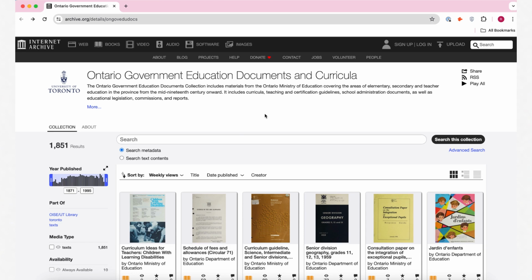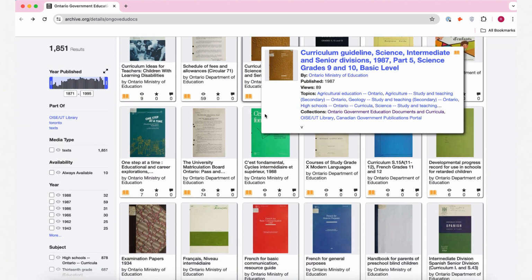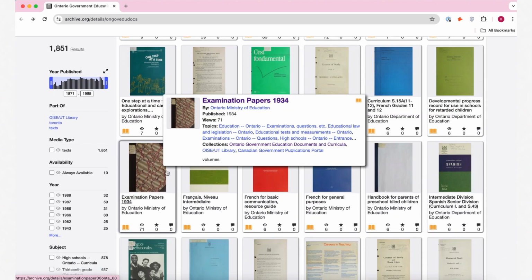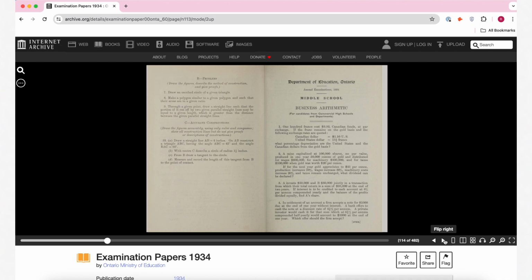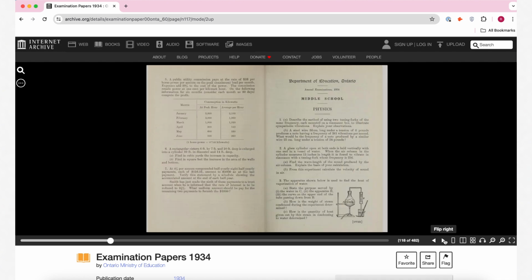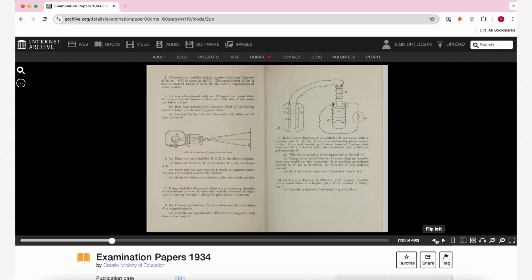I was curious what old Canadian curriculums used to look like. So I Googled old Ontario curriculum documents, and I was shocked by how easy it was to find all this old documentation from the early 1900s. Specifically, I found this documentation which had all the examination papers from 1934.